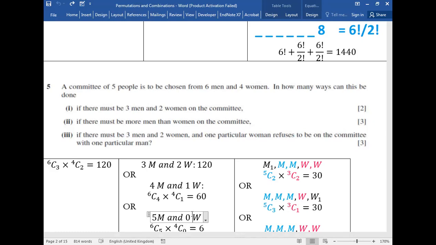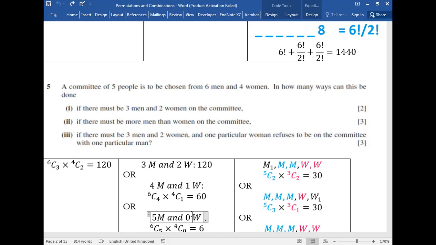You tell me. 186. There are 186 committees when you find men more than the women on the committee. Is this clear? What about the third one? There is a woman who says that, consider कर लेते हैं आप सबको कि उस woman का नाम W1 रख लेते हैं and उस man का नाम M1 रख लेते हैं. A woman says, I will not be on the committee if this man is on the committee.